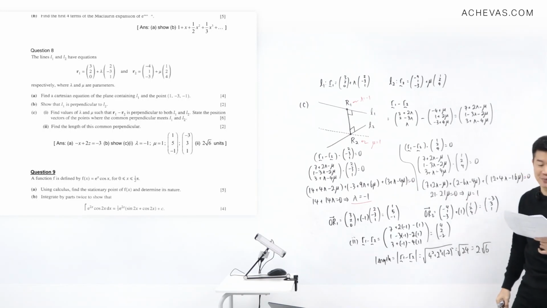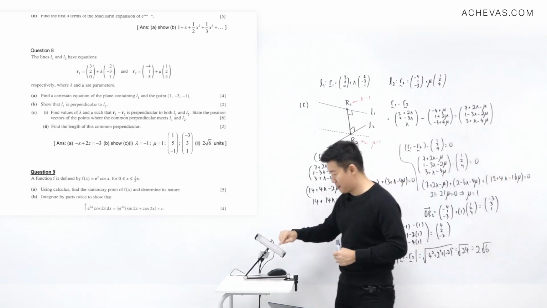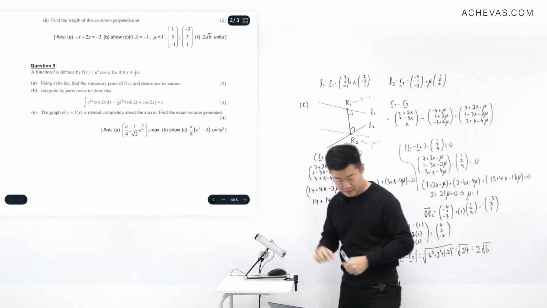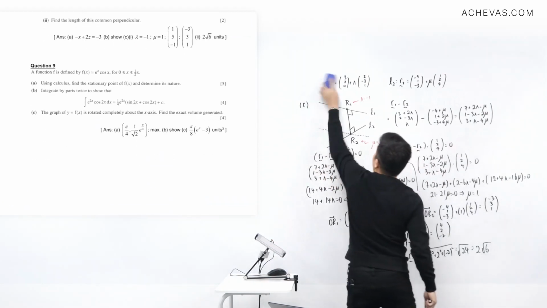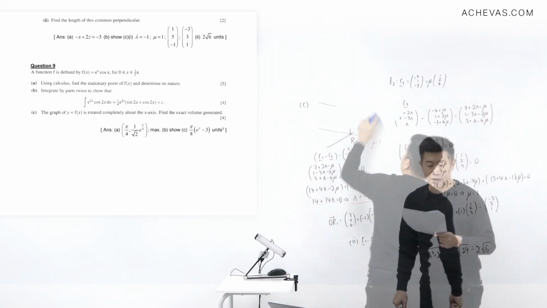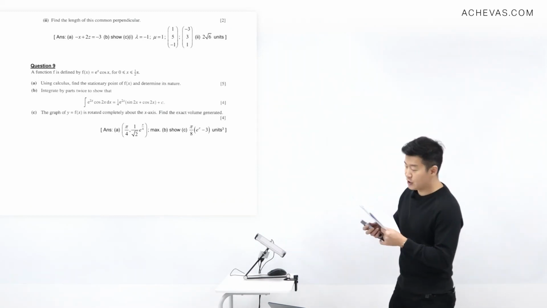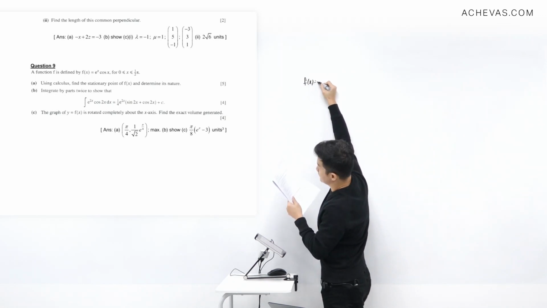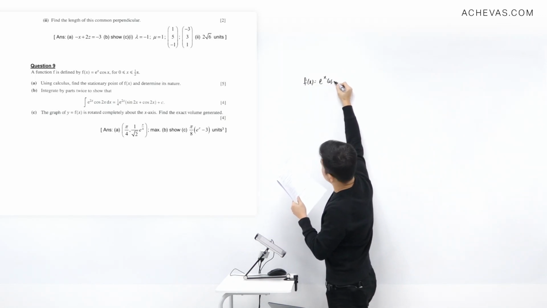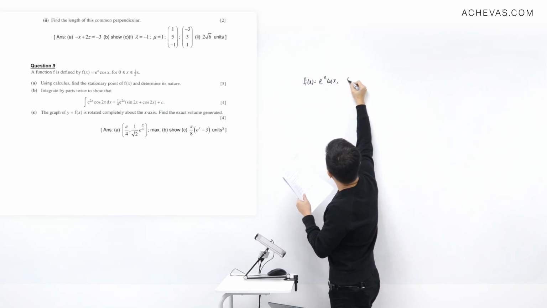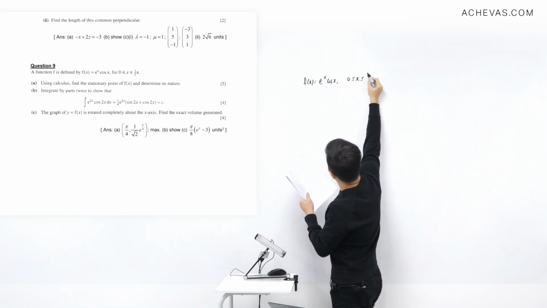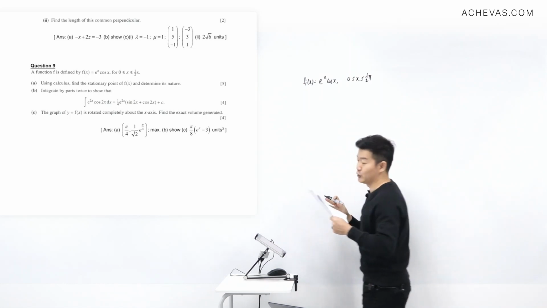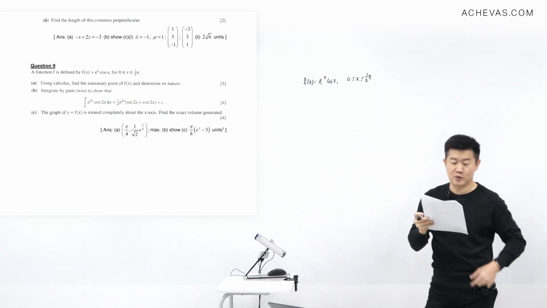Let's take a look at question number 9. Now, question number 9, we are given the function f(x). Let me write it down here. f(x) is e to the power of x cosine x, when x is between 0 and half pi, or pi over 2. Part A, we are supposed to be using calculus.